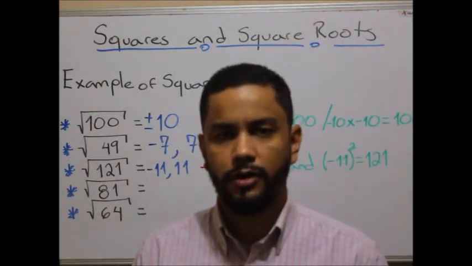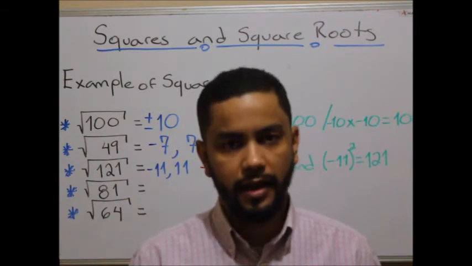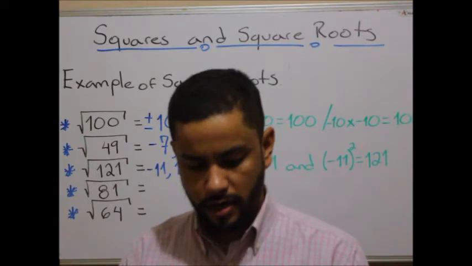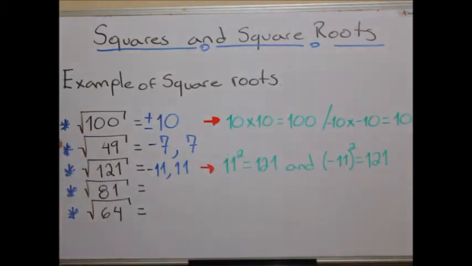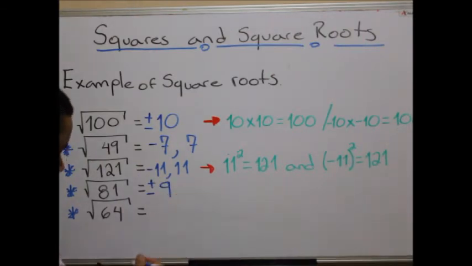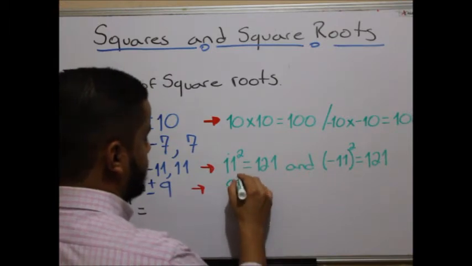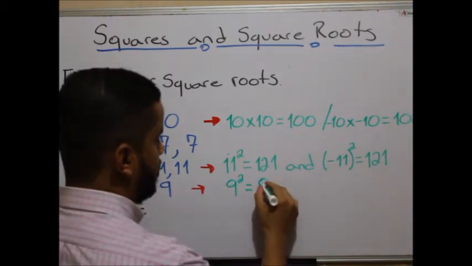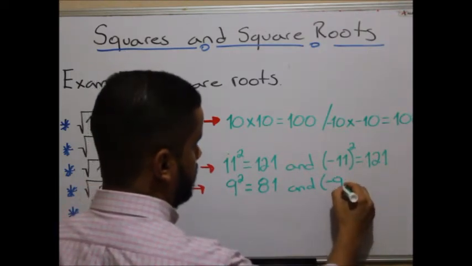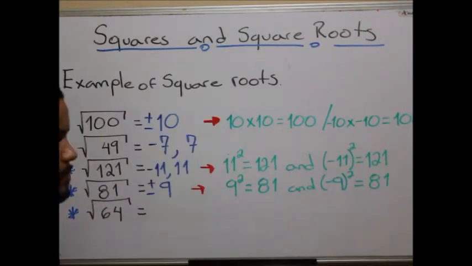Now with 81, the square root of 81. Those numbers are 9. 9 times 9 is 81, and negative 9 times negative 9 is also 81. So our solution here will be positive negative 9. And why? Because 9 squared is 81, and negative 9 squared is also 81.